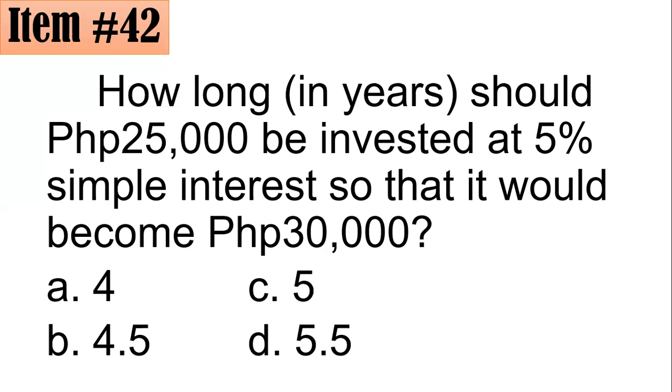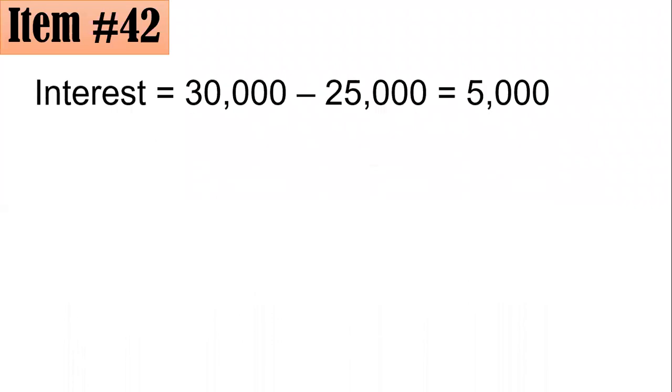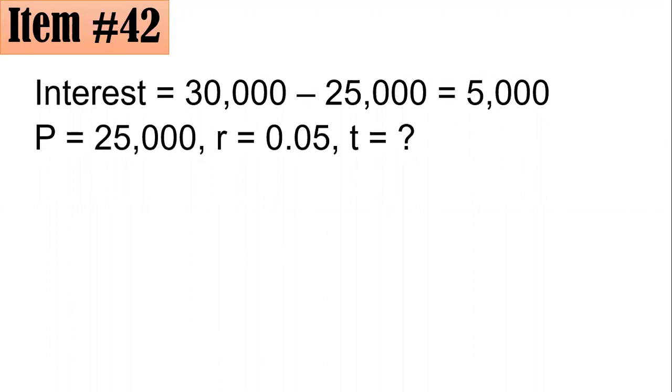30,000 minus 25,000. Very good. Tama. That is the interest. Good job. That's actually correct. So the interest is simply the difference of your final amount and the amount you invested. That's why the interest here is 5,000 pesos, and it's given that your P is 25,000, your rate is 5% or 0.05 as a decimal, and your T is the one that we're looking for, and your I is 5,000.